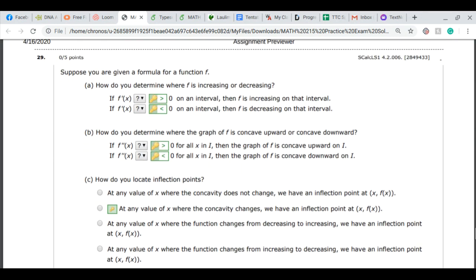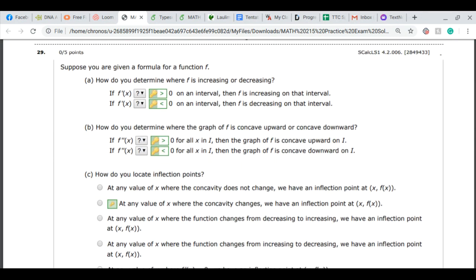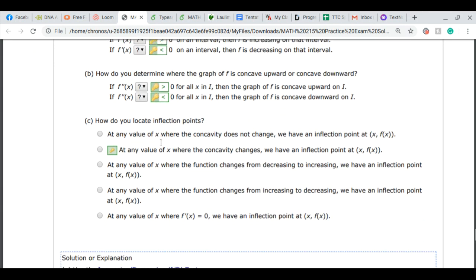Two more problems and we're done. Suppose you are given a formula for a function f. How to determine where f is increasing or decreasing? This should be pretty much right off from my slides. If f prime is positive, it's increasing. F prime is negative, it's decreasing. F double prime positive, it's concave up. F double prime negative, concave down.